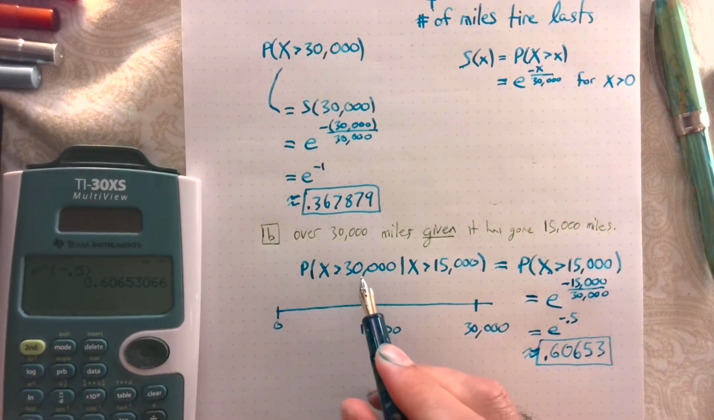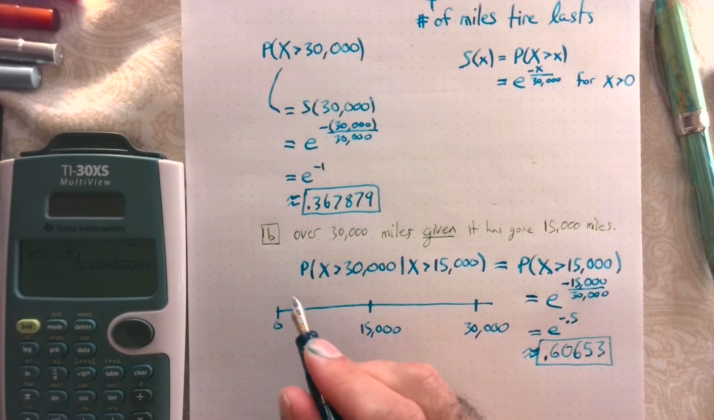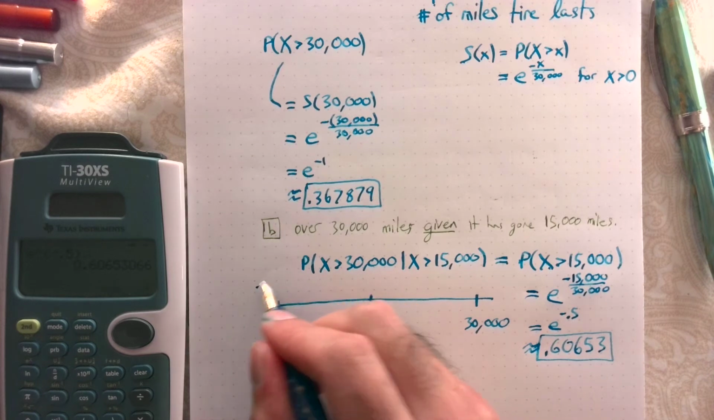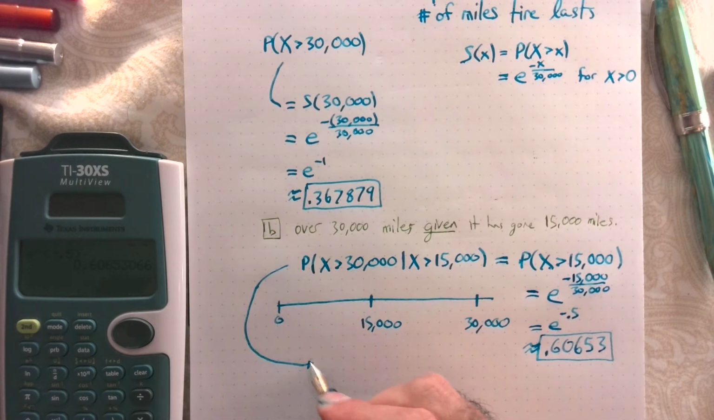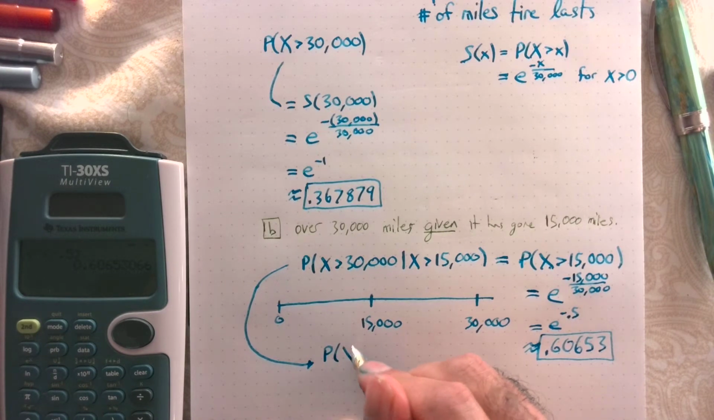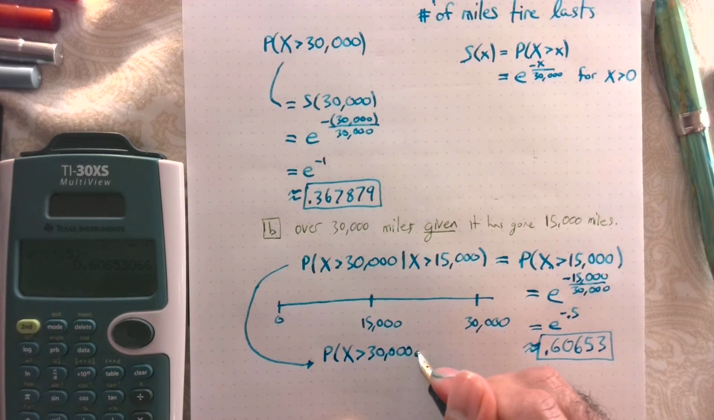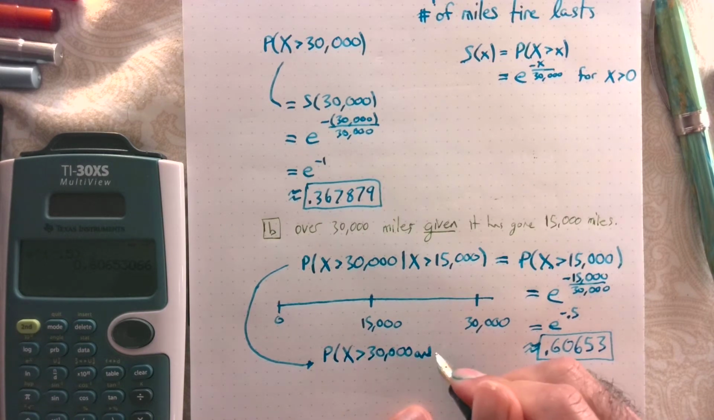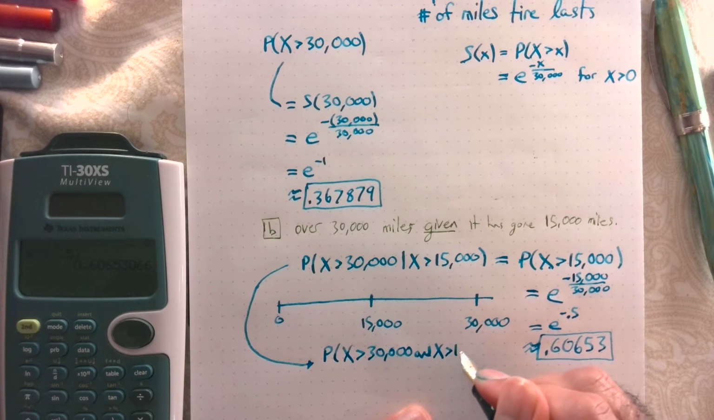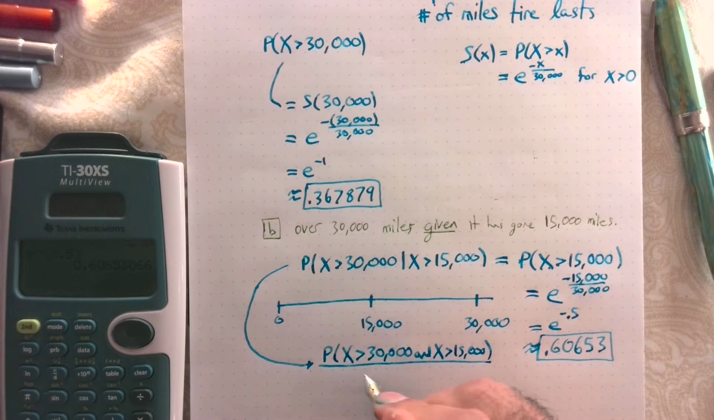If you wanted to, you could use the definition of a conditional probability, and I'll write the first line out. I'm not going to actually do the whole thing, but this would be equal to the probability that x is greater than 30,000 and, intersection, x is greater than 15,000, divided by the probability that x is greater than 15,000.